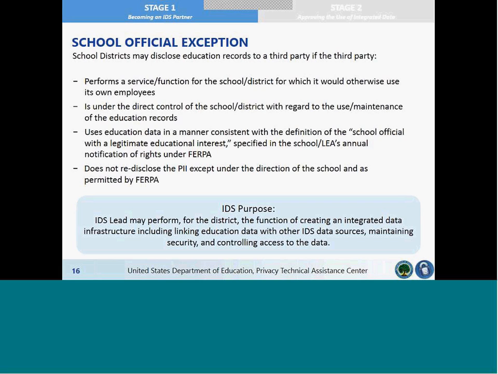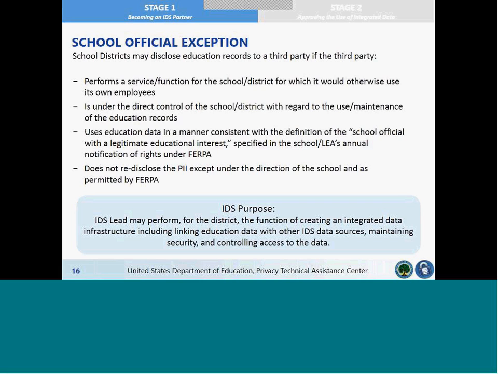The third party is under the direct control of the district with regard to how they're using and maintaining the PII from education records. The party can only use any data they receive in a manner consistent with how the school or district has defined legitimate educational interest in their annual notice to parents of their rights under FERPA. A third party cannot redisclose PII from education records except under the direction of the school and as permitted by FERPA.